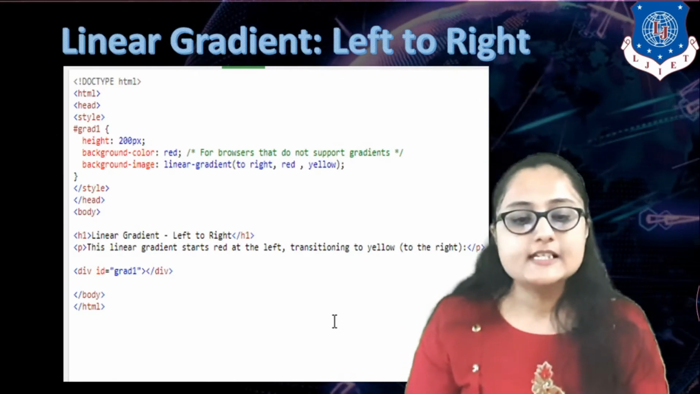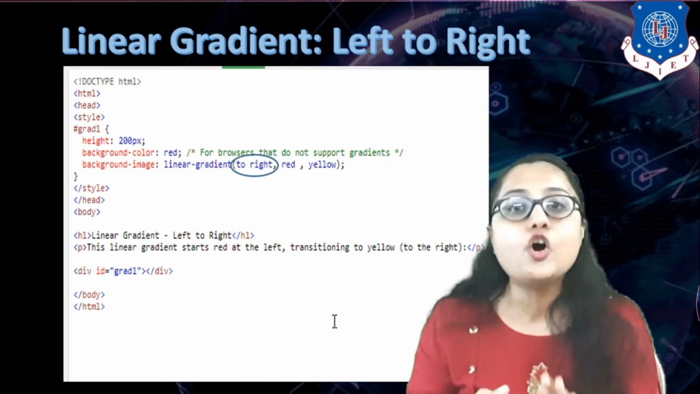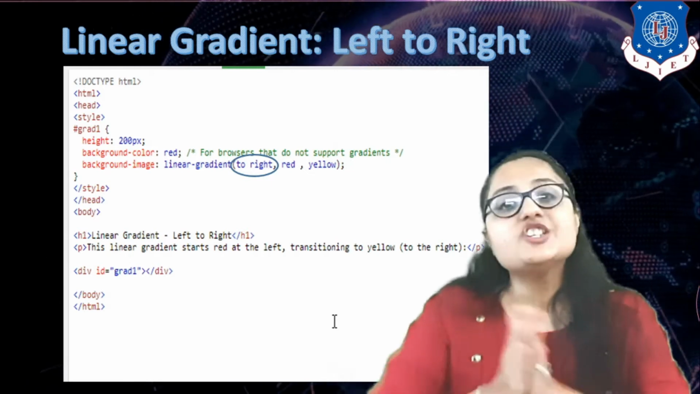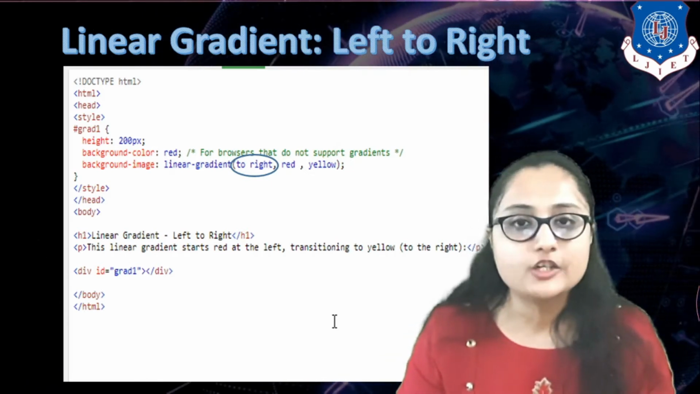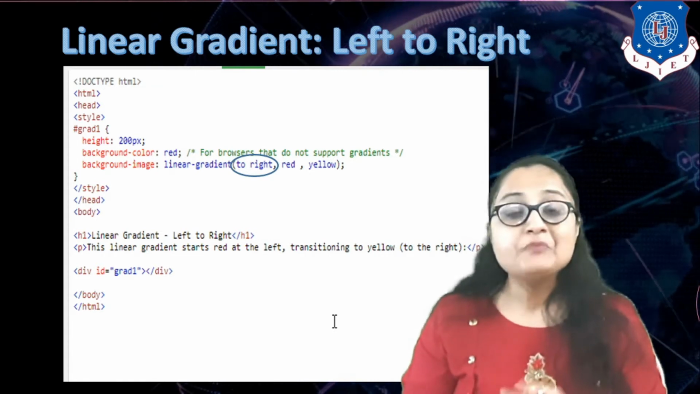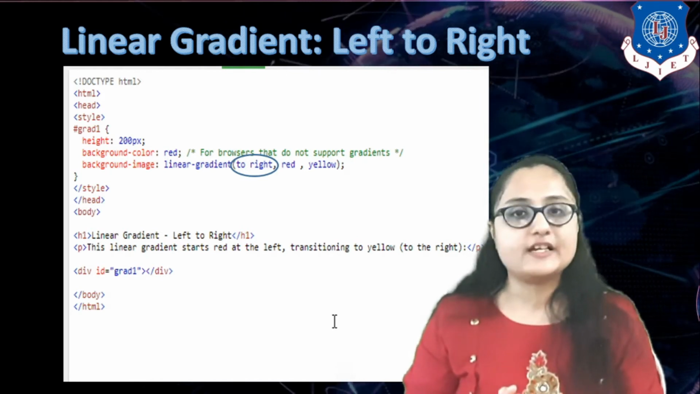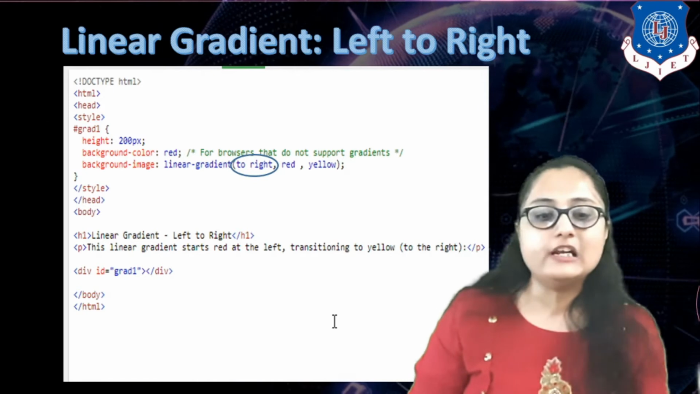So here you can see it is the same example, but instead of the default transition of top to bottom, we have changed the direction. We have written "to right" in the first parameter of linear gradient. What does it mean? It means that I don't want the default transition, that is from top to bottom. I want to change the direction from left to right.